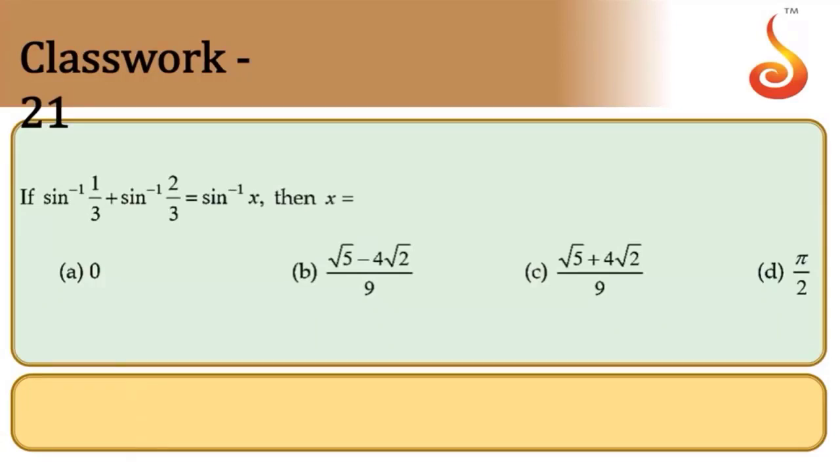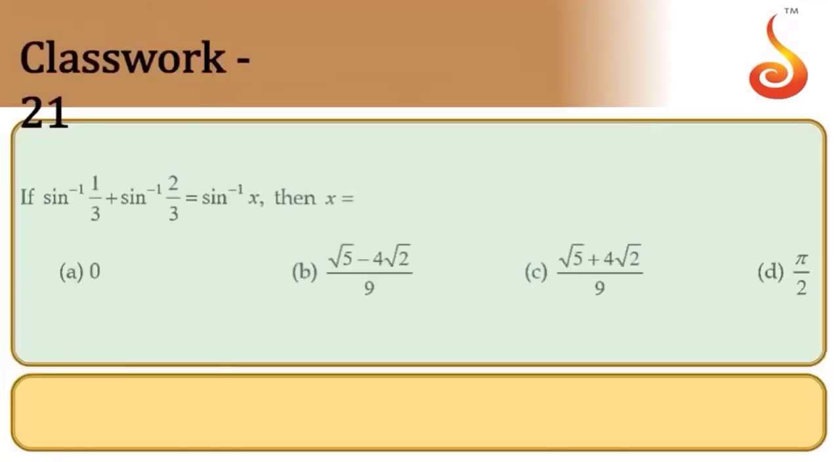So tan of sine inverse 1 by 3 plus sine inverse of 2 by 3. I think it is the same formula when you apply sine A plus sine B. So you'll be getting it as root 5 plus 4 root 2 by 9. Same similar formula.